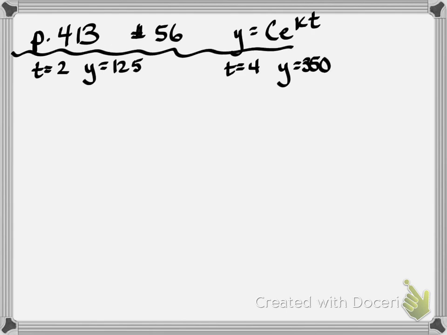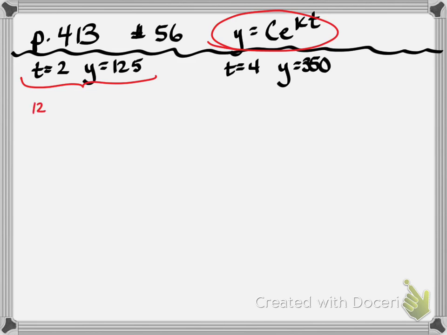This one's just a little tougher because usually it starts out with t equals 0 and some more facts, and then we find out how much is in there later in the experiment. Well, this time we have two snapshots throughout the experiment, and they want to know how it started. So we're going to take this equation and plug in these facts. We get 125 equals Ce^(2k), and plugging in the other fact, 350 equals Ce^(4k).